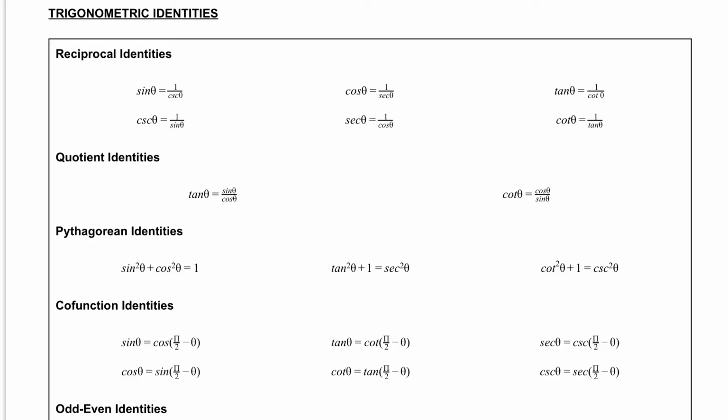Before we do example 1, let's take a look at the trig identities in the box on the top. You do have to memorize these identities. You have to know them. And the better you know them, the easier things are going to be for this chapter.